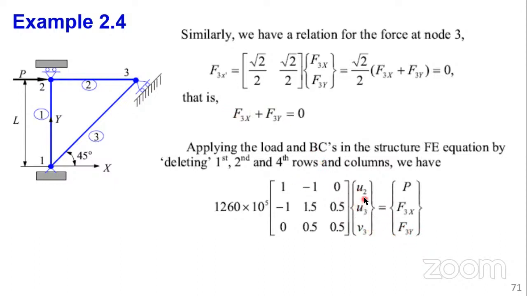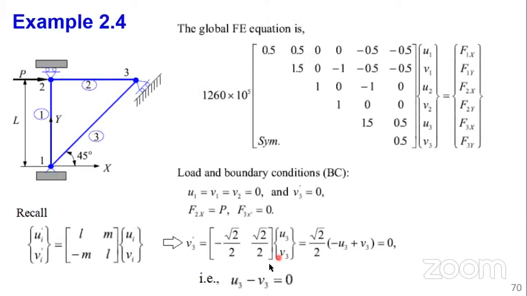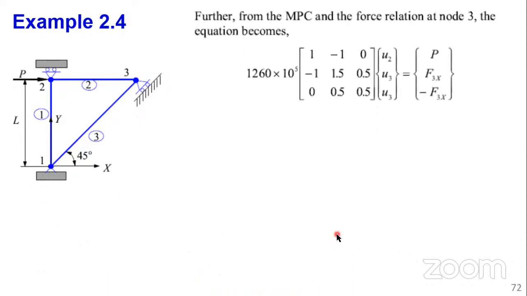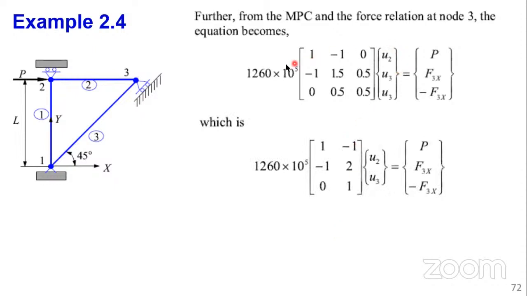Then U3, we have also seen that from this condition, we have been able to derive that U3 is equal to V3. So these conditions help you to further simplify your equation, okay? By just substituting the values, U3, and then V3 is the U3. F3x, F3y is equal to minus F3x. So you see how it simplifies your work, eh? And your equation, you can solve.